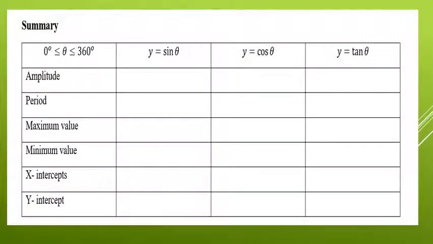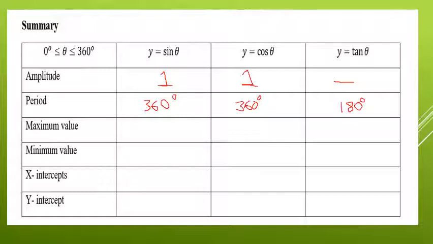Okay, here's a summary of those three graphs. So if you're looking at your three graphs here, the amplitude of the sine graph was 1. The amplitude of the cosine graph was 1, but we don't talk about the amplitude of a tan graph. The period of the sine graph was 360 degrees. That's how long it takes before it starts repeating itself. The same for the cosine graph, and the tangent graph we found was half that of those two, 180 degrees.